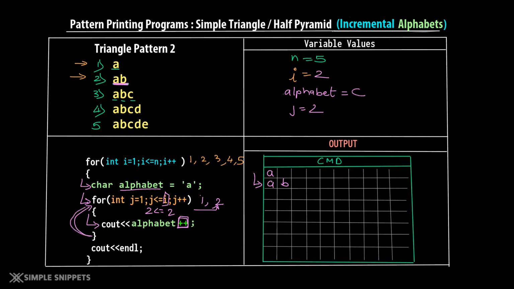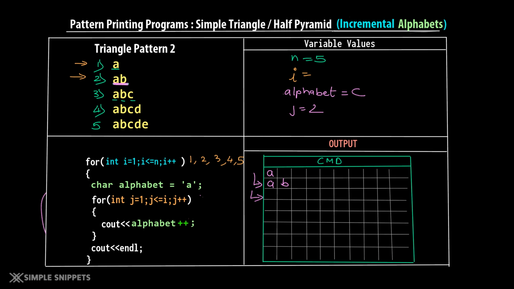So after this, again you'll come at the start of the inner for loop. You'll say j plus plus, j will become 3. 3 is not less than or equal to 2, because i is 2. So this for loop will stop working. You'll come outside the inner for loop. You'll say cout endl to go onto the new line. Then you'll go at the start of the for loop. You'll say i plus plus, i will become 3.